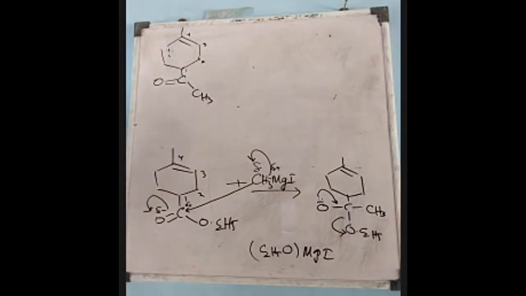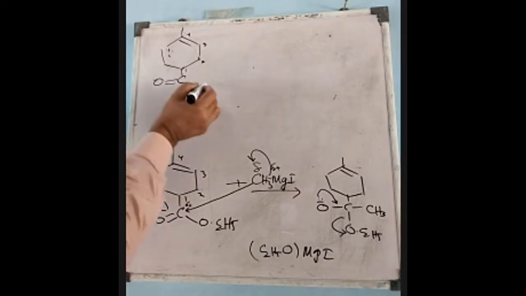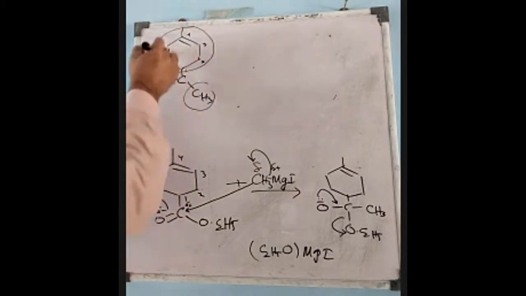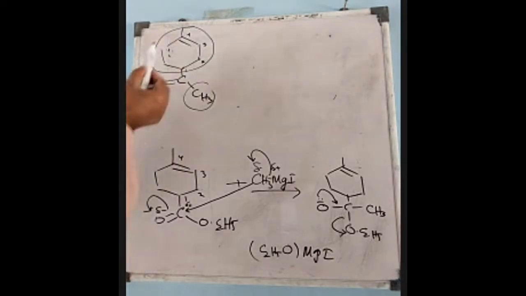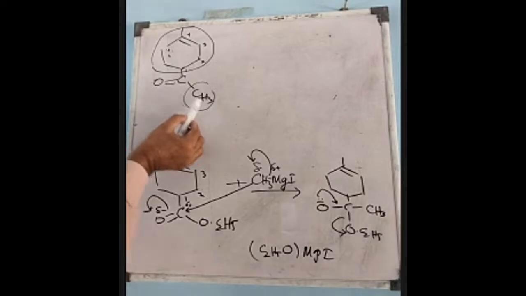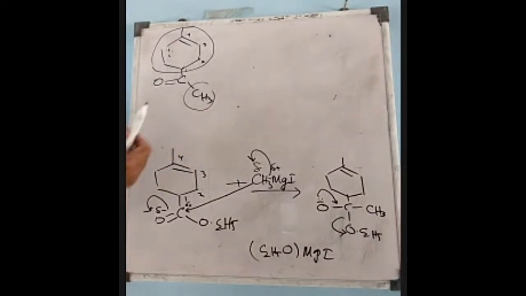In another way, we can also say this is a ketone. Which ketone? We say methyl ketone: from this side methyl, and from this side this group. Now this group is known as 4-methyl 3-cyclohexenyl, so it is 4-methyl 3-cyclohexenyl methyl ketone.